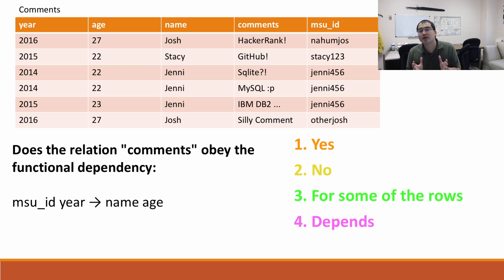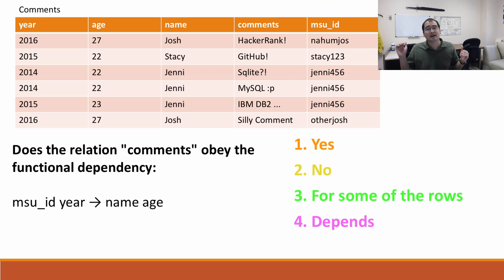All right, so let's go through this. So first row, our MSU ID is Nahum Joss, and our year is 2016. Are there any rows that both have Nahum Joss and 2016 other than this first row? No, there are not. So the fact that Nahum Joss in 2016 functionally determines Josh 27, that's already the case. There's nobody who conflicts. Nobody has the same Nahum Joss in 2016 and has different information for name and age.